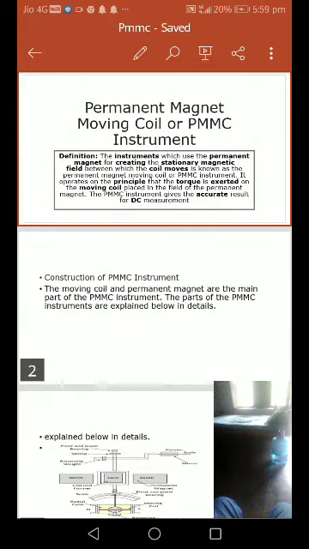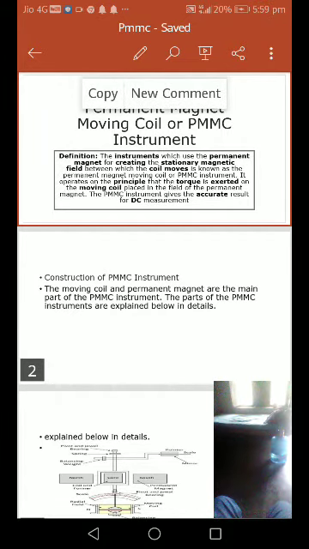It operates on the principle that torque is exerted on the moving coil placed in the field of a permanent magnet.